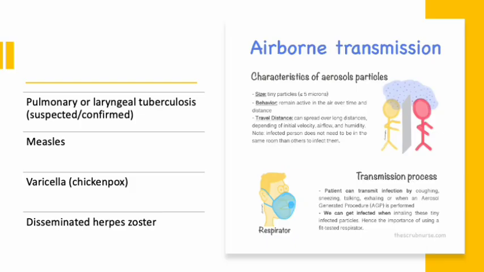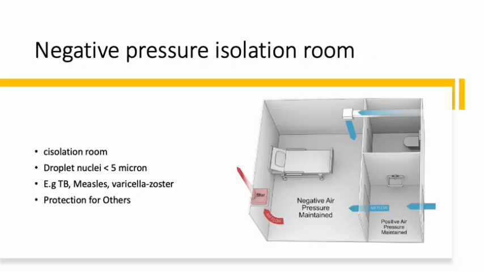Airborne transmission involves tiny particles that remain suspended and can travel several meters. Diseases like tuberculosis, measles, and varicella fall into this category. Prevention needs a negative pressure room and a N95 mask must be worn by healthcare workers who are entering into these rooms.